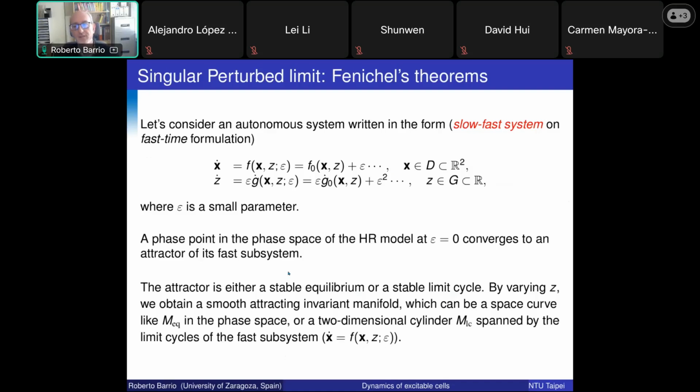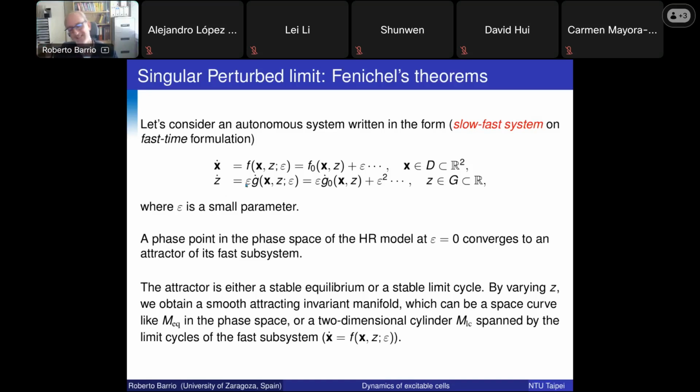So in this case, it's a slow-fast system. It's written in the fast time formulation. That is, in this case, we have the small parameter explicit. Nowadays, of course, there are nice works of Martin Wechselberger about fast-slow dynamics without explicit small parameters. But in this case, it's explicit.